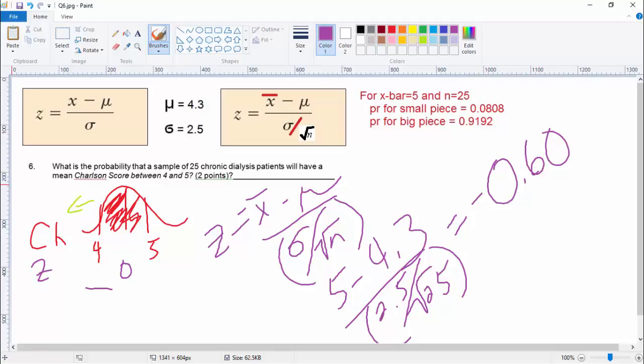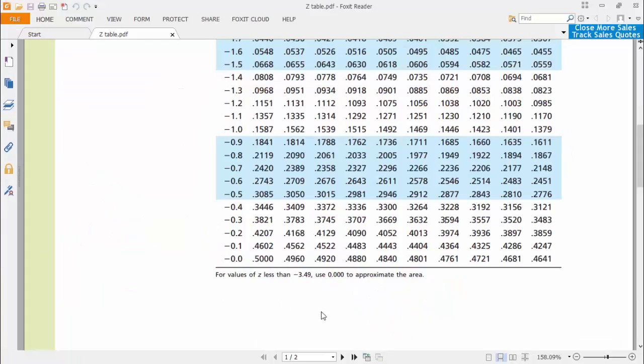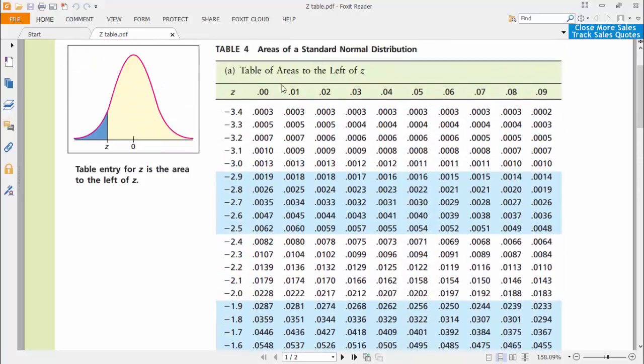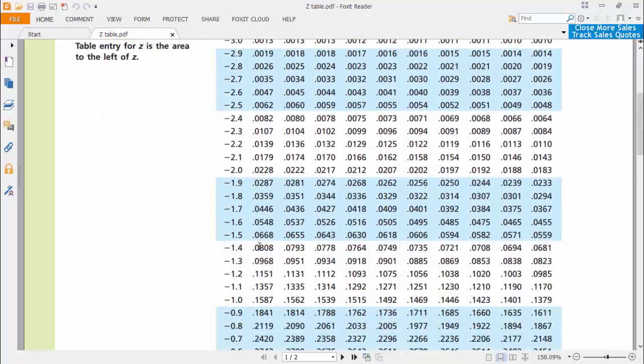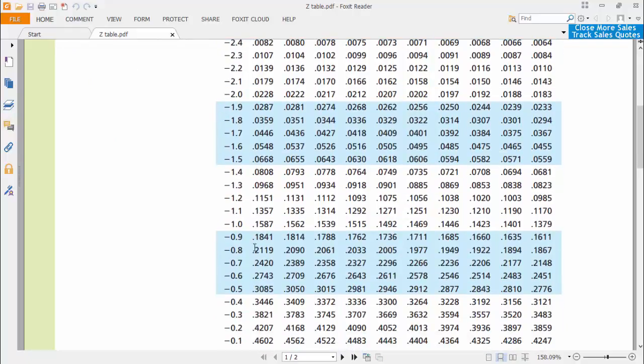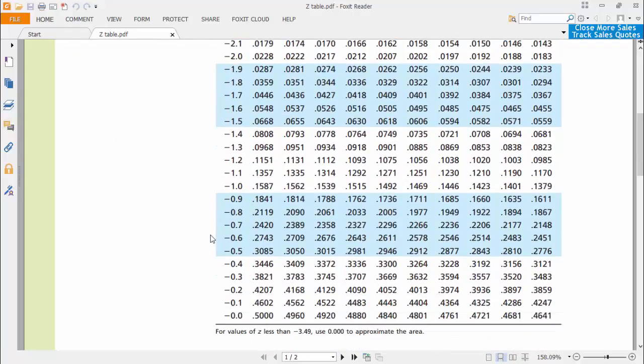Okay, look it up. Negative 0.60, negative 0.6. And remember, this first column is 0. See that? It's supposed to be 0. Once somebody yelled at me, I said O and it's supposed to be 0. So, sorry. Negative 0.60 is this 0.2743. So let's remember that.